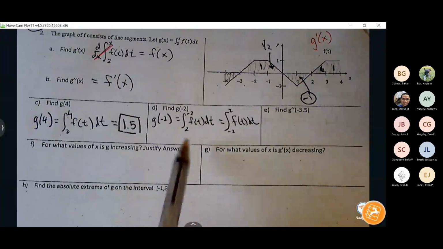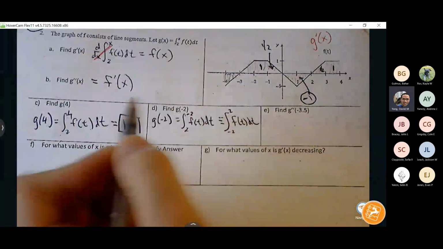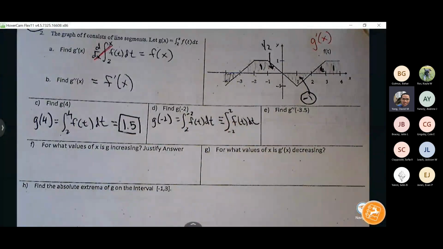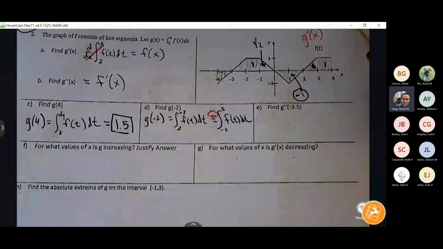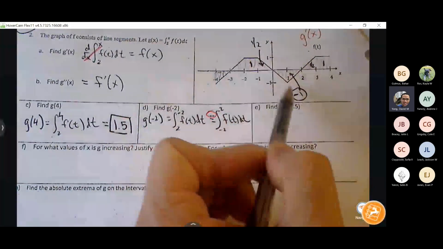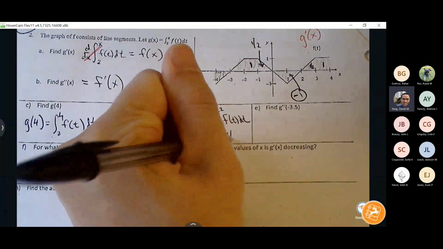Wait, hold on. It gives me 1/2, but remember, I flipped the bounds, so I need to keep track of that change I made. So there's a negative that needs to be pulled out. So 1.5 minus 1 is 1/2, but then I'm keeping that negative in front, so negative 1/2.